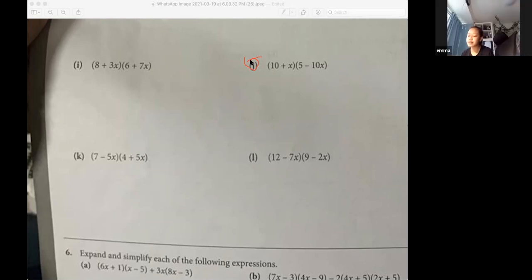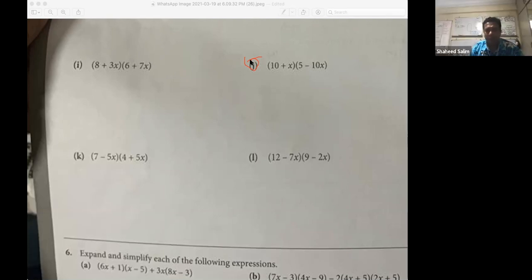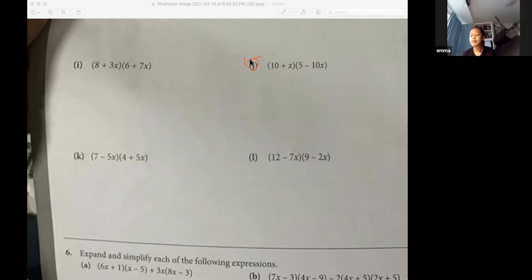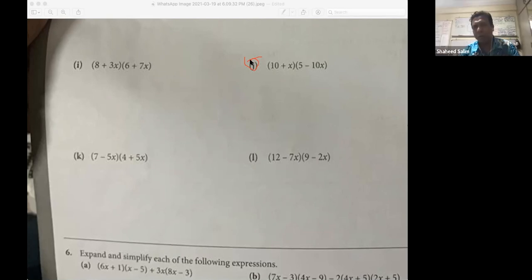Minus 5x minus 10x squared. Okay. Repeat again. What? Minus 10x squared. I agree. I couldn't hear the first part. 15 minus 95x minus 10x squared. Do you need more practice or no need? No need. Look, this one now boils down to being careful. That's all. You know the stuff.